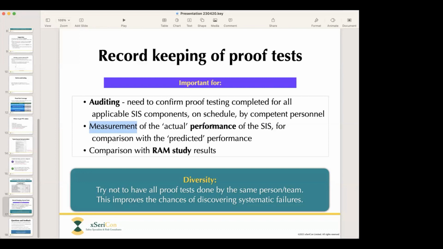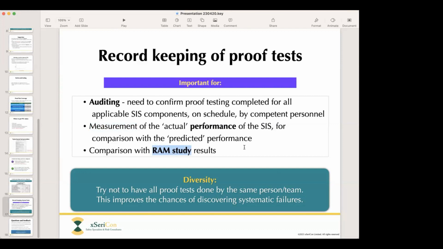And if it turns out that those assumptions were over optimistic, then you need to reassess the level of risk reduction that your safety functions are actually providing and see whether it's enough to meet your tolerable risk target. And another useful reason for recording the proof testing carefully is it allows you to compare with the results of your RAM study, because your RAM study and proof testing are tied up together.